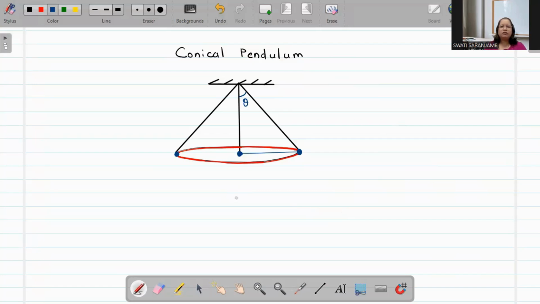Let us start revising the topic conical pendulum from class 12 HSC board. So on the screen, what you are seeing now is the diagram for conical pendulum. This is a rigid support.